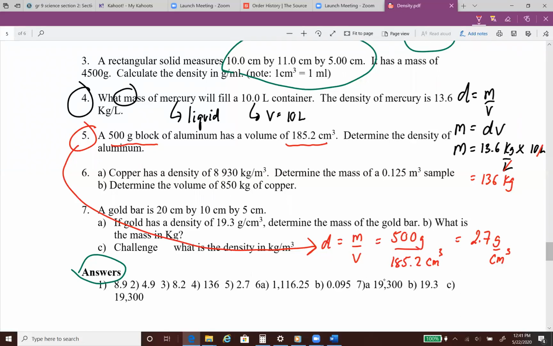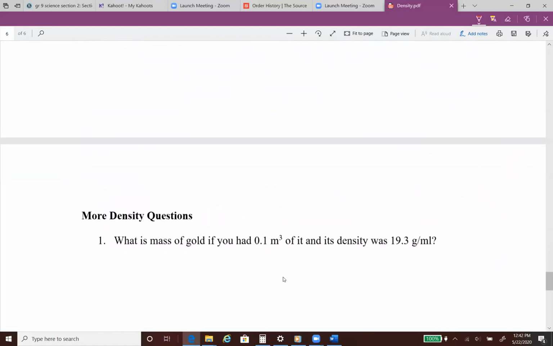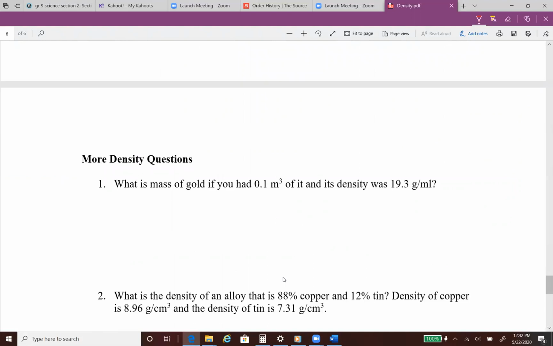Now, there was one question that I actually wrote specifically. It's a challenge, right? What is the density in kilograms per meters cubed? I don't want to go over that question because we're going to do that type of question today. So if you had trouble with that question, after today's lesson, see if you can go back and figure out how we got the answer for C, all right?